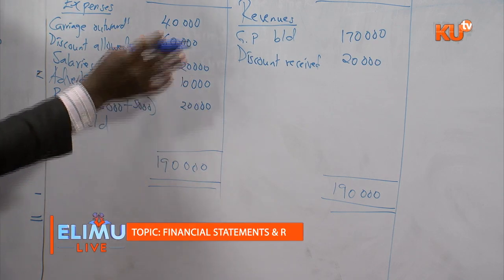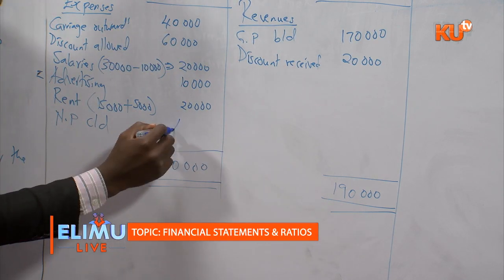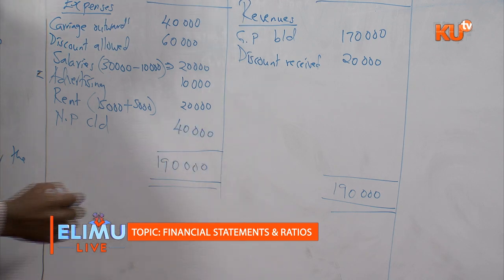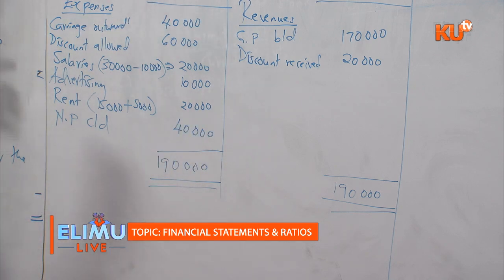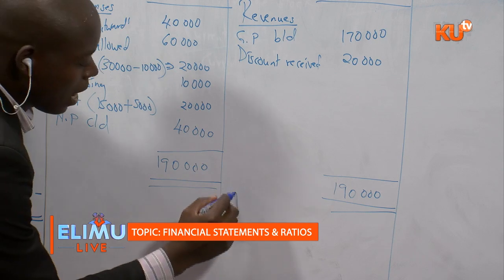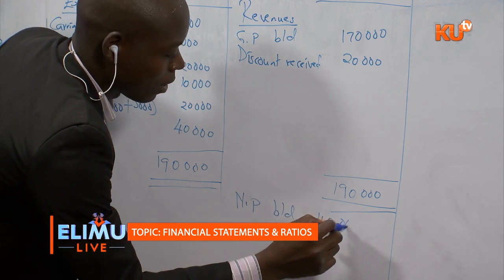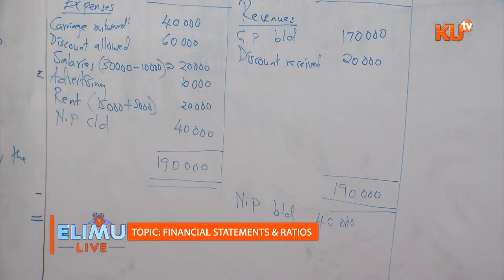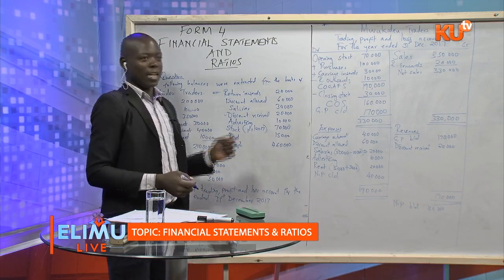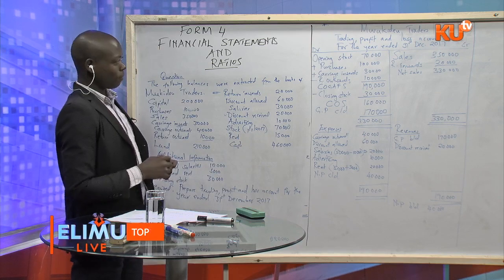Because this is 150, this is 190, our figure now is 40,000, the difference between the two. This net profit is brought down. At this stage, net profit brought down is 40,000. So we shall have prepared our statement, trading profit and loss account.